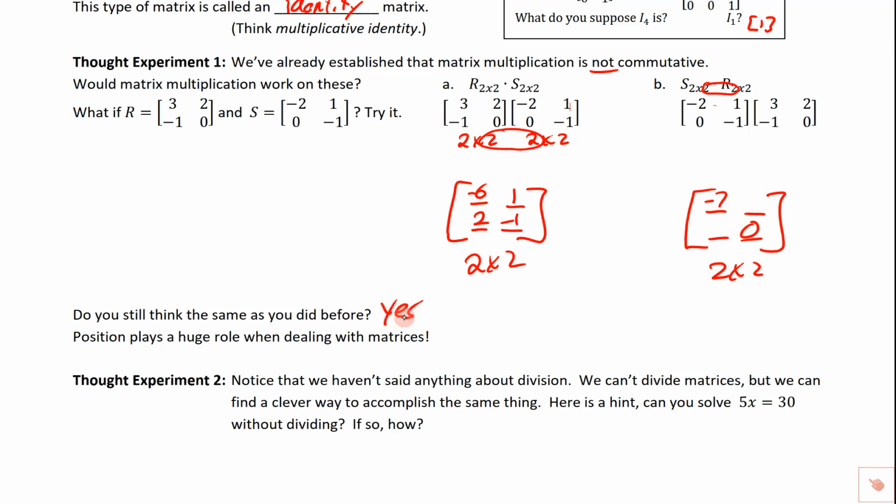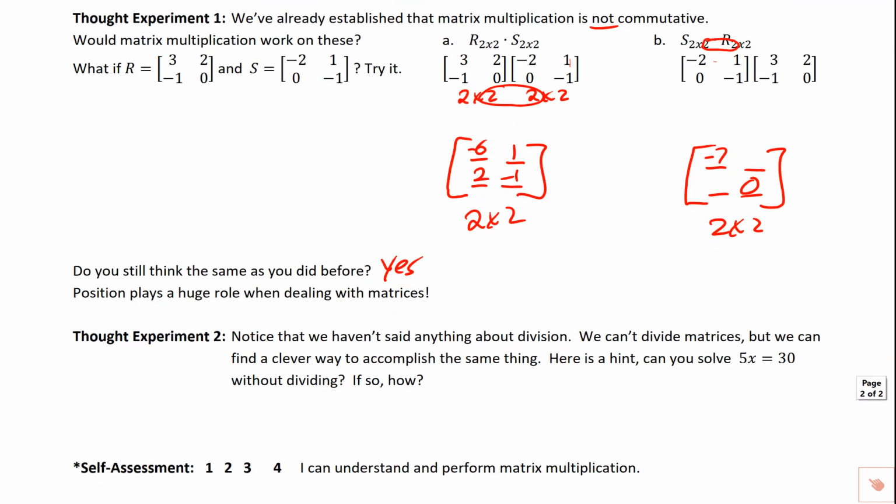So yes, we still think the same as we did before, and this just emphasizes the idea that position plays a huge, huge role when we're dealing with matrices. You can't just move things around within a matrix, the elements, and you can't just move things around when you're doing the arithmetic. It does make a difference on some problems, so please be aware of that.